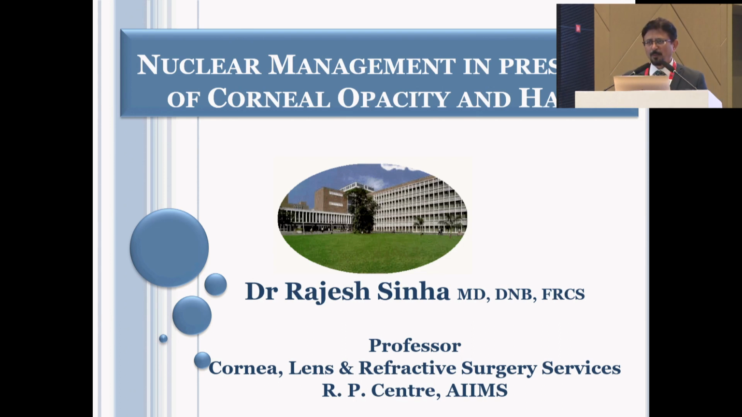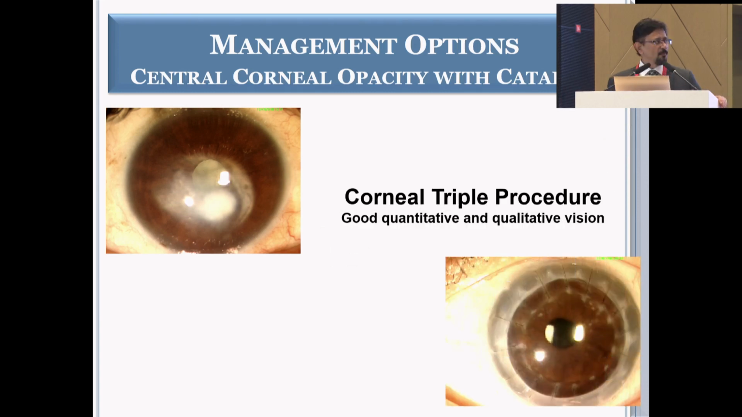Normally when you have a corneal opacity or haze along with cataract, the most optimal and best management option is a corneal triple procedure, wherein you do a keratoplasty and then you do a cataract surgery, put an IOL, and this is how it looks.